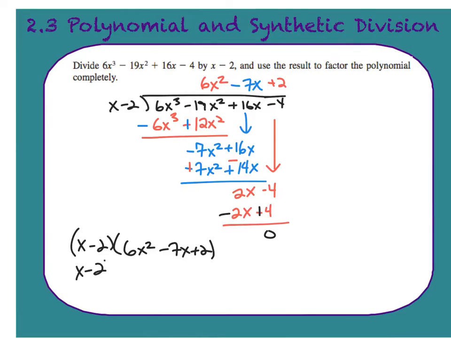So now I have x minus 2. And then how do I get to 6x squared minus 7x plus 2? What does that factor to? You have a minus 2, minus 1, right? So we end up with 3x minus 2 and 2x minus 1. So that would be my factored completely.